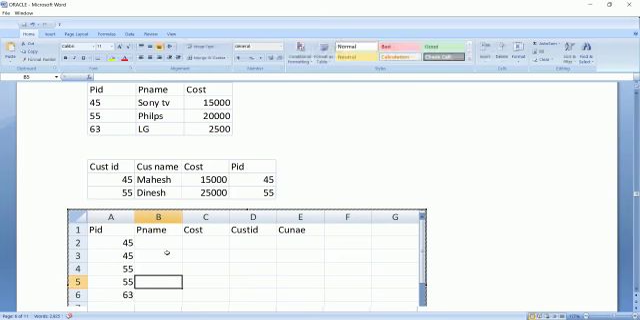Why are you getting this, sir? Can you tell me? Sorry. Because there is a rule which was written by EF Codd. Yeah, see. So the first 45 cost will be taken from this table.